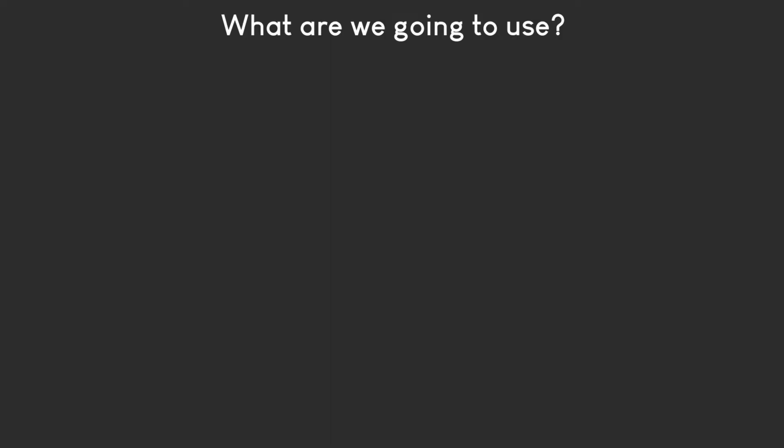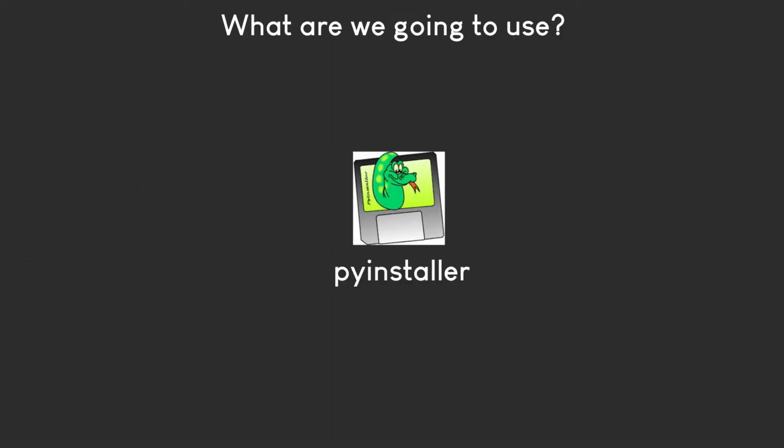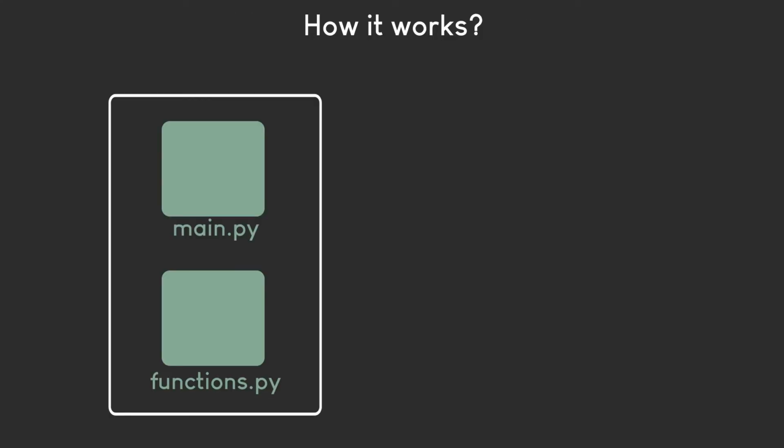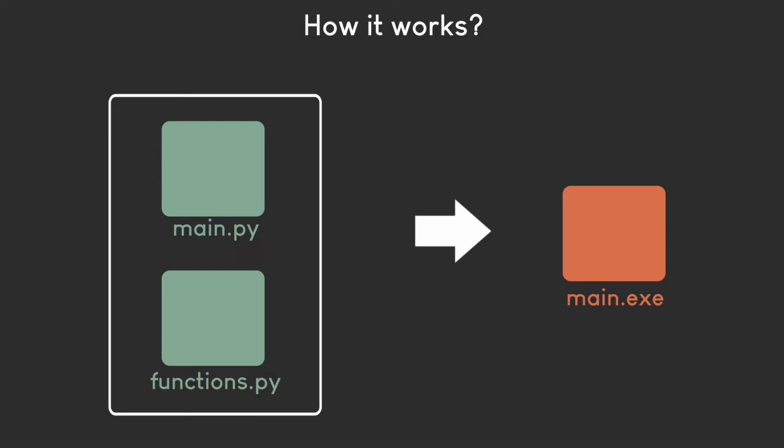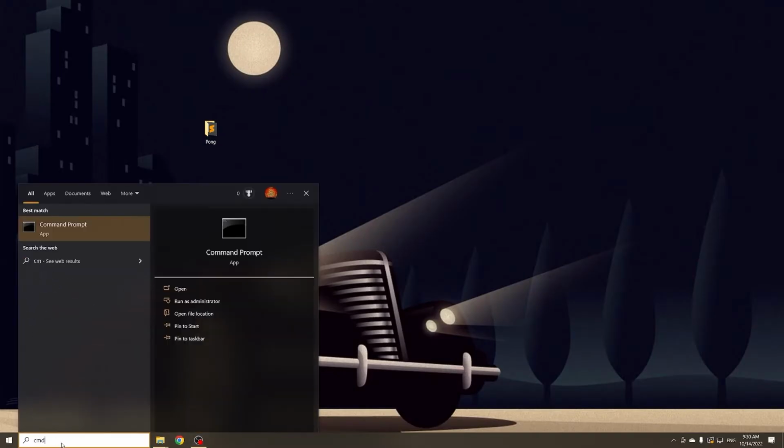For this, we are going to use PyInstaller. PyInstaller is a program that converts Python programs into standalone executables under Windows, Linux, or macOS. PyInstaller is very easy to use, and the program turns our code into a single file, which is convenient for distribution. First of all, we need to install PyInstaller using pip.